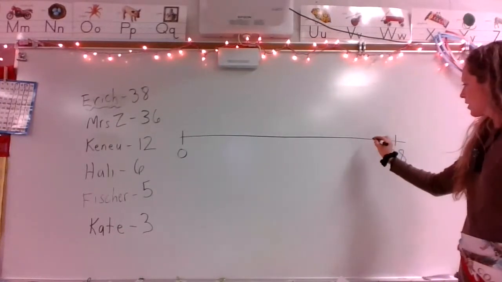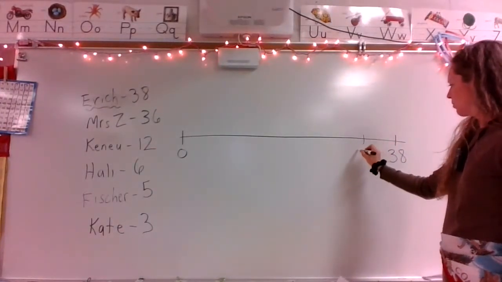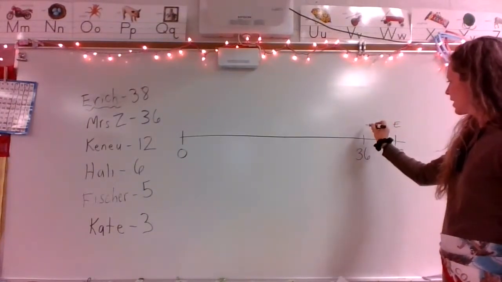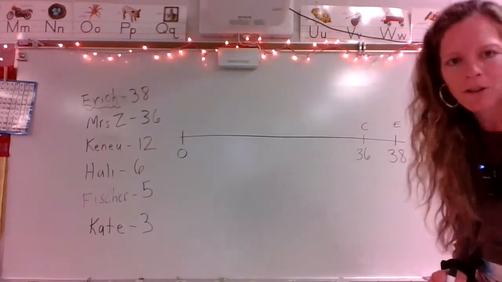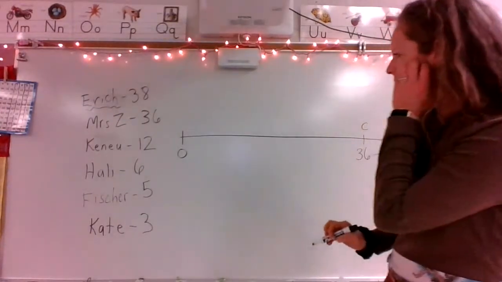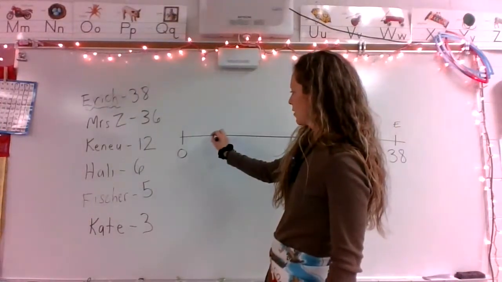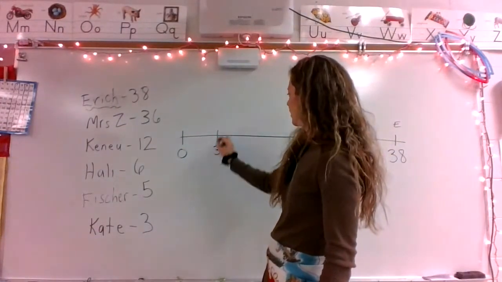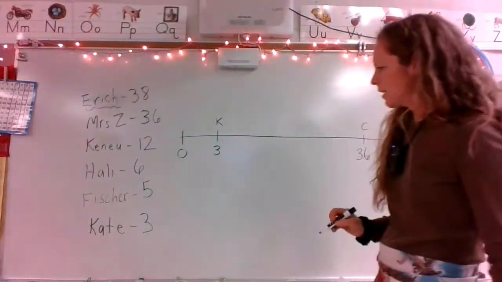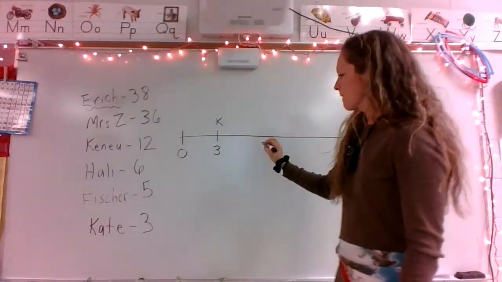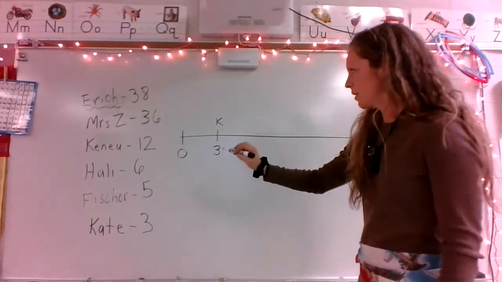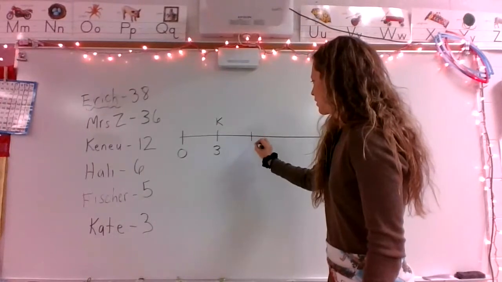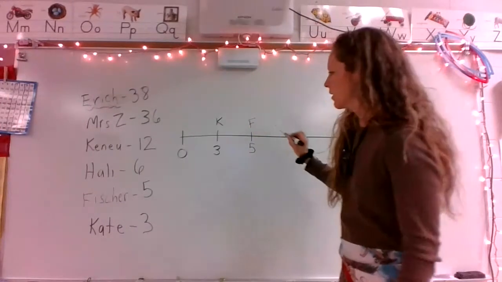So 36, that's pretty close to 38. So I'll put myself in there. And I'm just going to do labels. E, C, that's my first name. And Kate is pretty close to 0. But I'm not going to put it right there. I'm going to leave some space. There's Kate. And then, next I'll do Fisher because she's the next youngest. So there's 5 for Fisher.